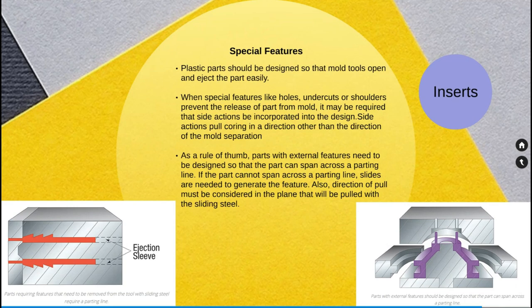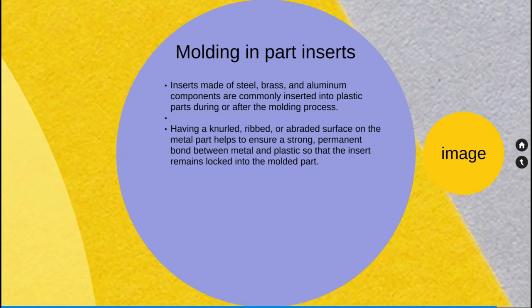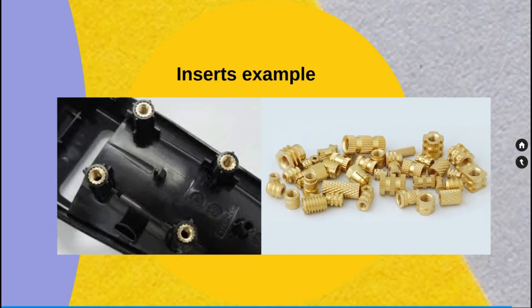And next is inserts. Inserts made of steel, brass and aluminum components are commonly inserted into the plastic parts during or after the molding process. There are a lot of standard inserts that can be purchased from the market and incorporated into the mold. You can see this image. The inserts are already assembled into the part, and you'll be able to see the type of inserts in the right side image as well.